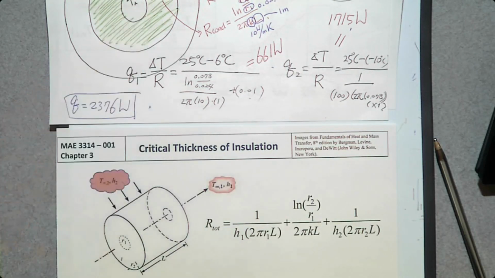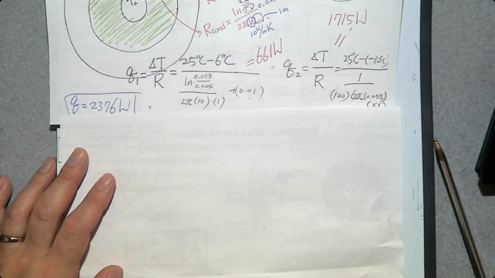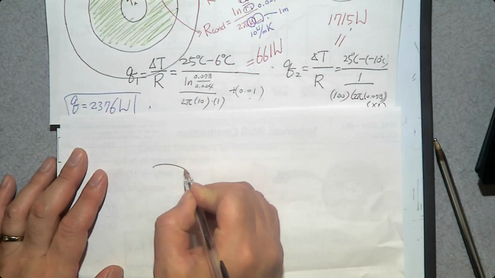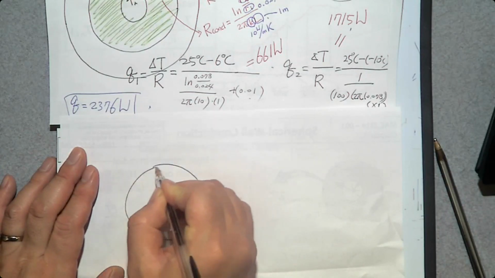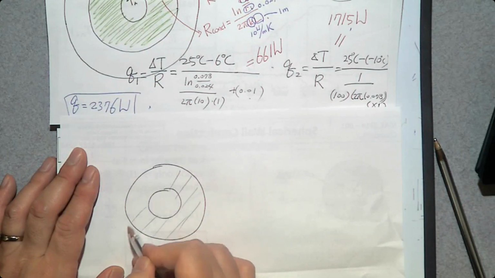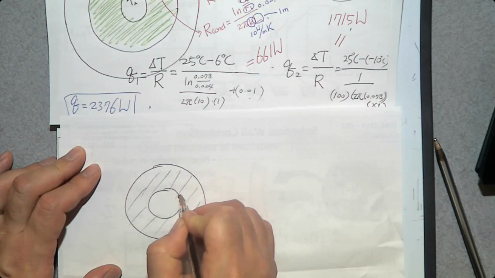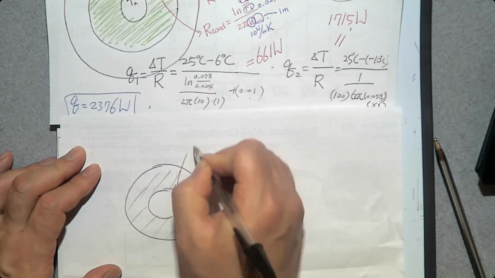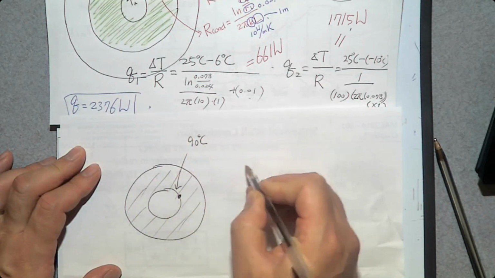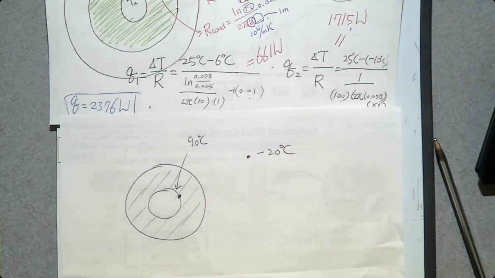So let's talk about this problem. We have a pipe, a water pipe, this much. And we have this pipe, and there's hot water. So the inner surface temperature is going to be almost 90 degrees Celsius. Outside is going to be freezing, minus 20 degrees Celsius. Not even Michigan. It's going to be somewhere like Alaska or something.